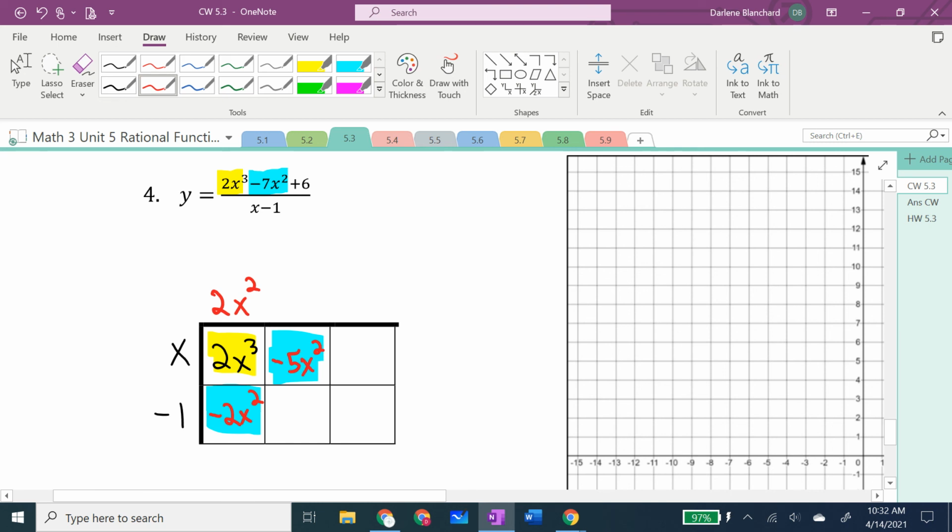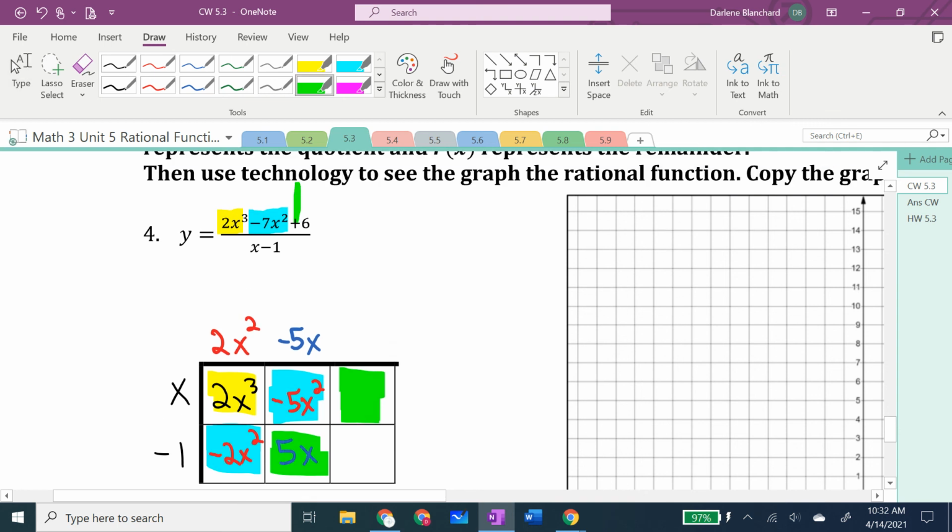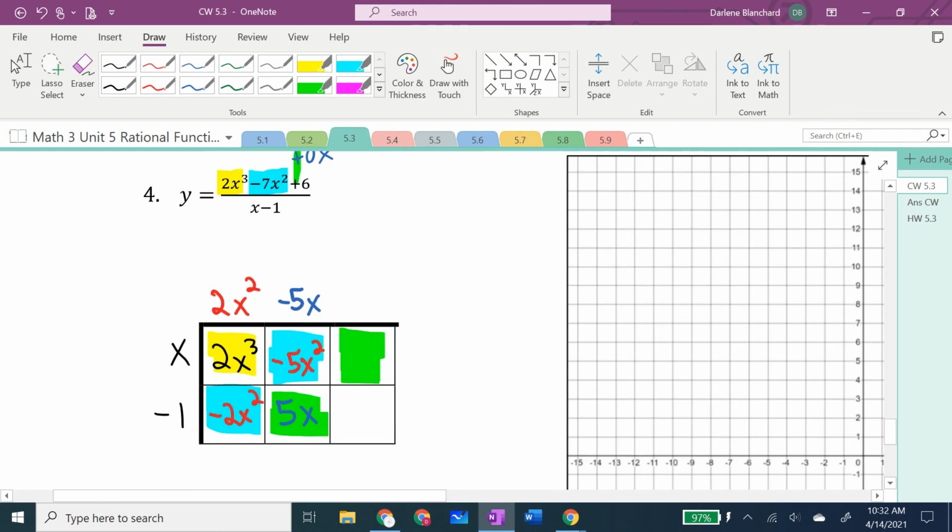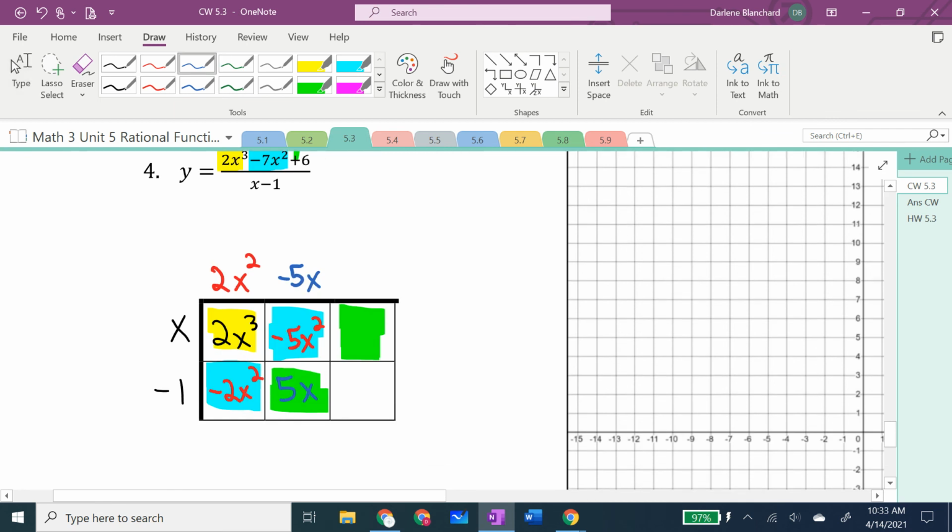Then, next step. What do I multiply x by to get negative 5x squared? And then finish the multiplication, negative 5x times negative 1. And then I am supposed to be able to get from the addition of those two boxes my x term. But wait a minute, there is no x term, is there? So maybe you remember that that means I have a plus 0x. So what do I need to add so that I have a plus 0x?